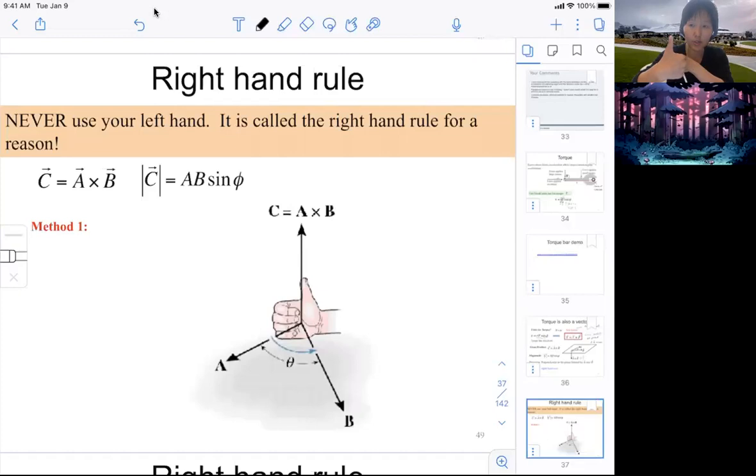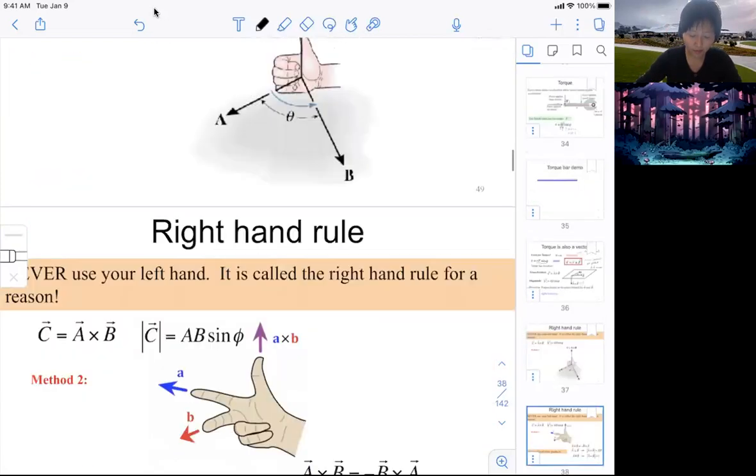So I need to curl my fingers around to where B is. So curling around to where B is. And the thumb gives you C, that is A cross B, the direction of C. Okay, so C is perpendicular to both A and B. As long as A and B are in the same plane, it doesn't really matter whether the angle between A and B is bigger or smaller, that gives you the same C that's perpendicular upward. That's the first method.